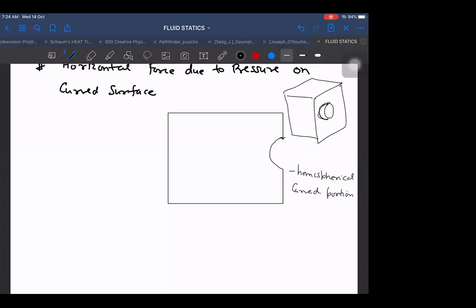First, I will take the vertical area. How to take the vertical area for any curved surface area? Let's say this is a curved surface area. How to take a corresponding vertical area?